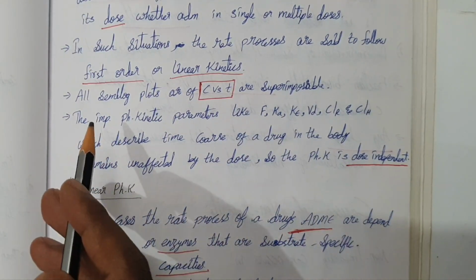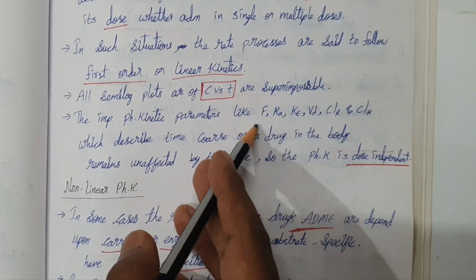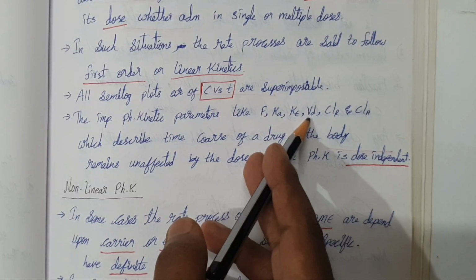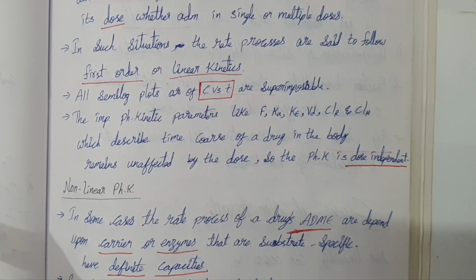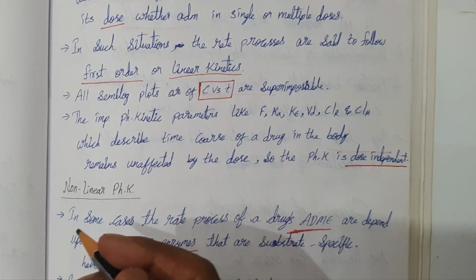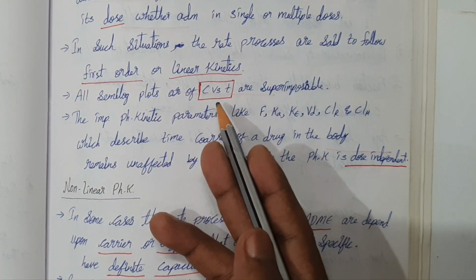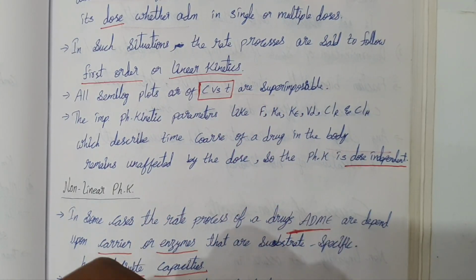That's why we say it is dose dependent, because the pharmacokinetic parameters like bioavailability, absorption rate constant, elimination rate constant, volume of distribution, clearance remain unchanged even if the dose increases. Also, when we plot a graph of concentration versus time, all the curves for different doses will look similar and are superimposable. That's the sign of linear kinetics.